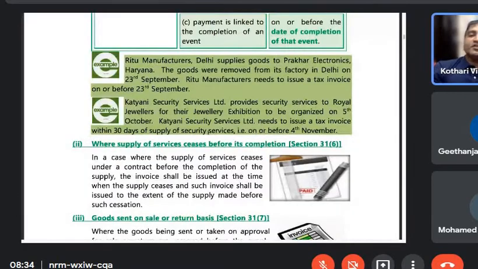Ritu Manufacture, Delhi, supplies goods to Parikar Electronics, Haryana. The goods were removed from the factory in Delhi on 23rd September. Ritu needs to issue a tax invoice when? Either on 23rd September or before that, but she cannot issue the invoice after that.